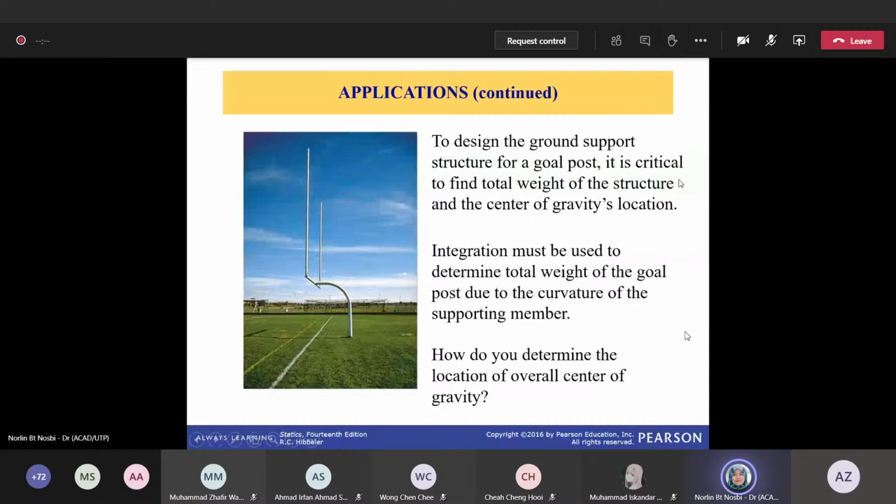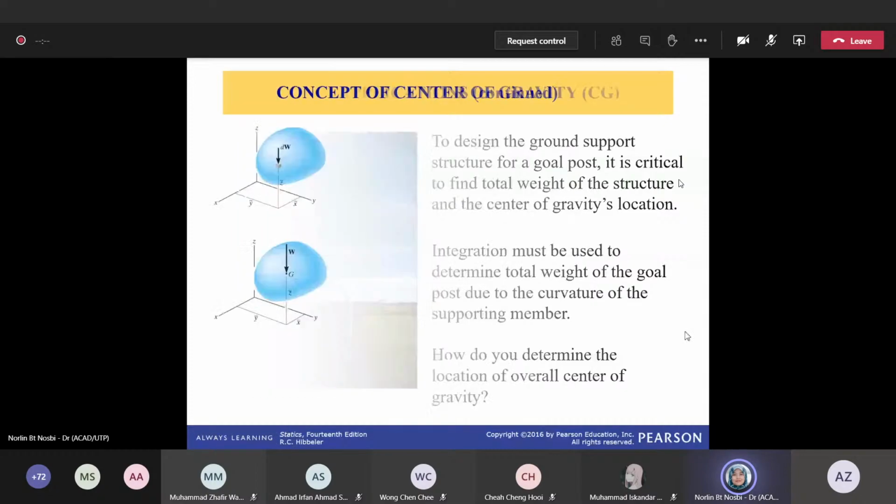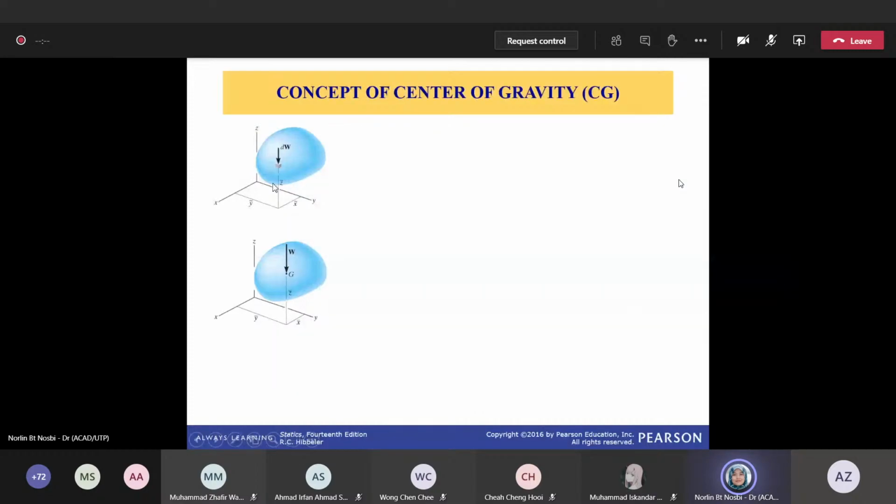Okay, now we will look at this concept of center of gravity. So for example, this blue round, not so round body. In this body, there's a lot of particles inside. Each of the particles inside this blue body has its own weight. So each small particle will have its own weight. Label it as dW.